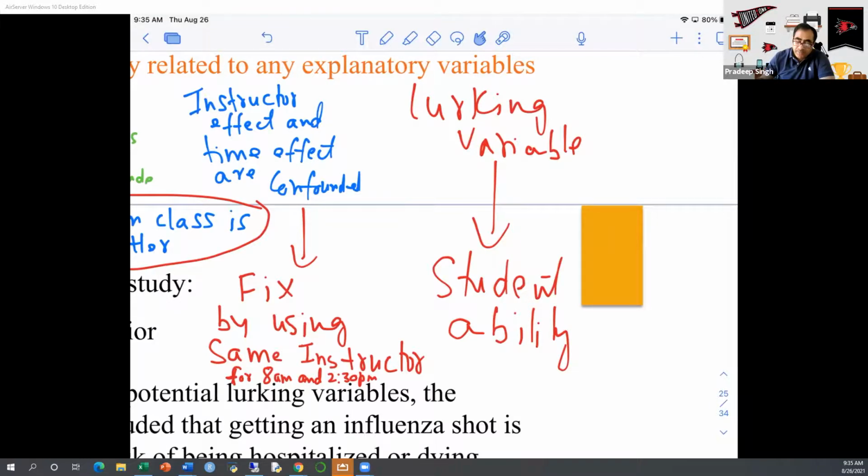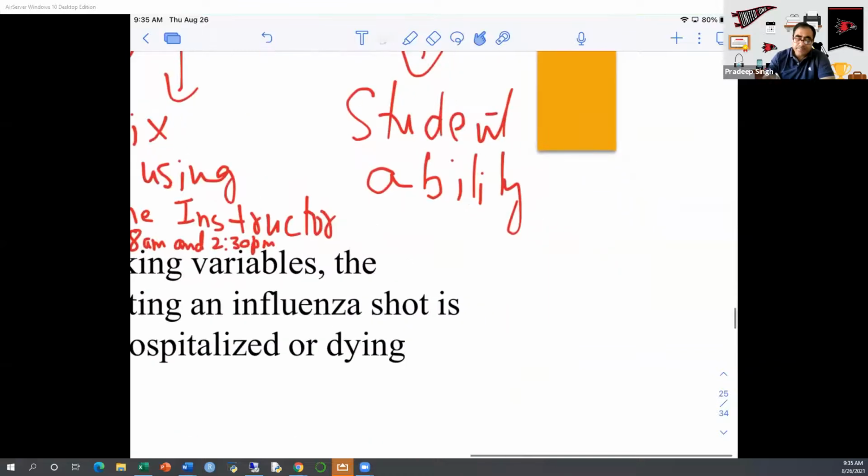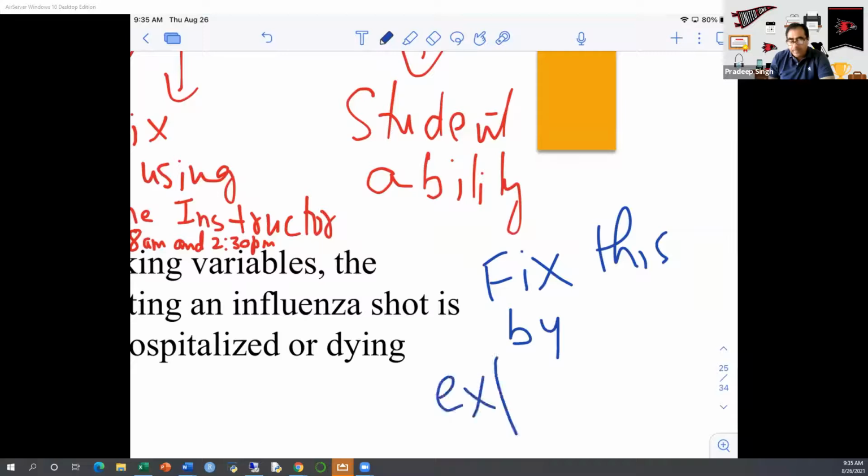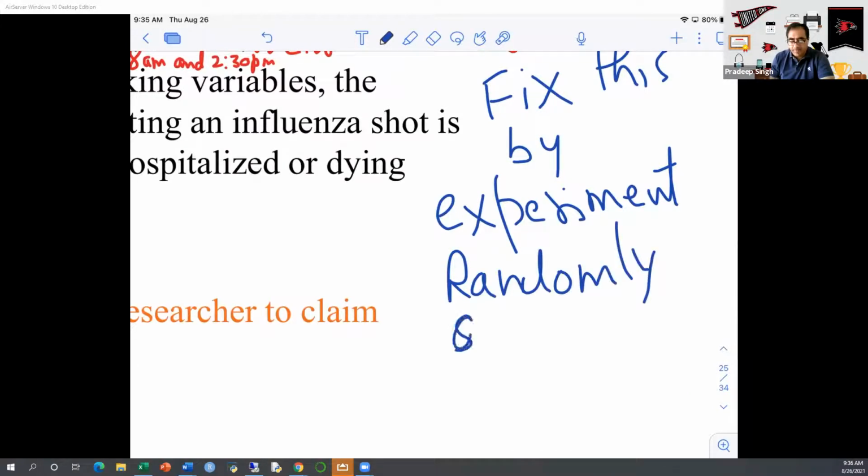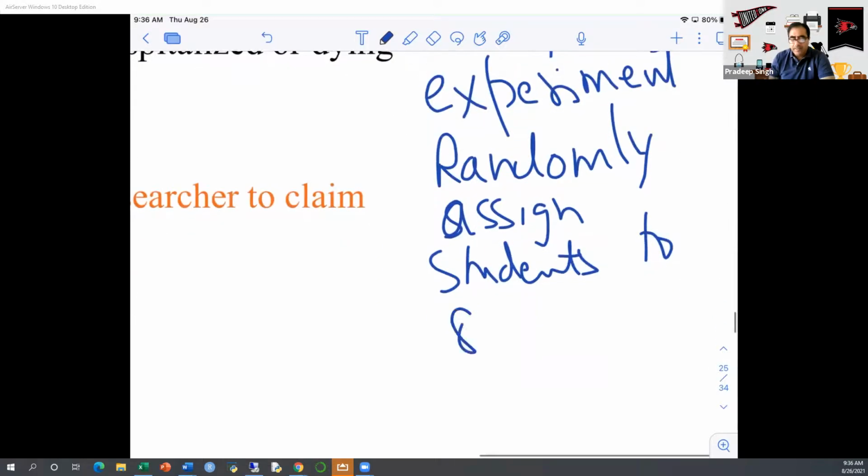So how do we fix this? We fix this by doing an experiment. So how do we do an experiment? That means you randomly assign students to 8 a.m. and 2:30 p.m.